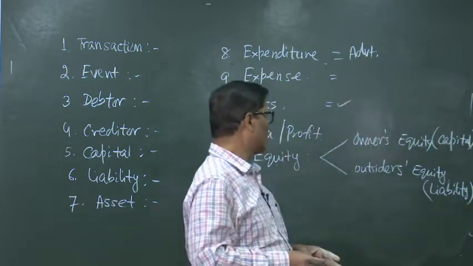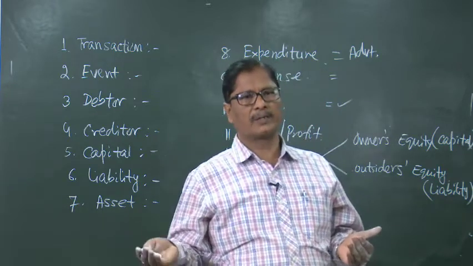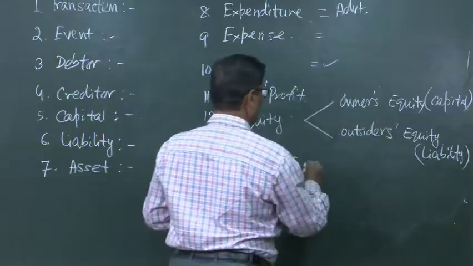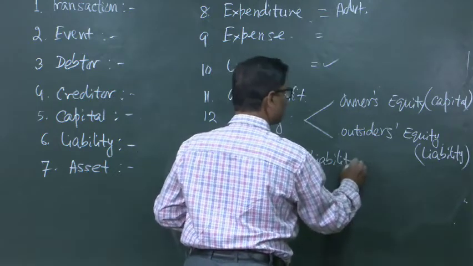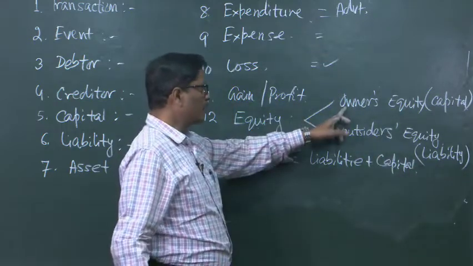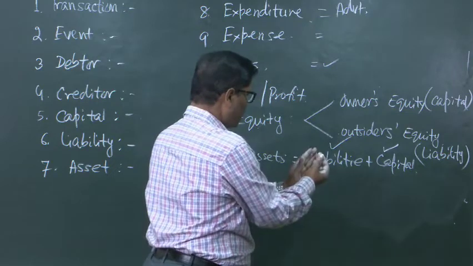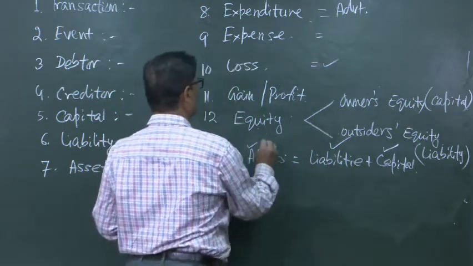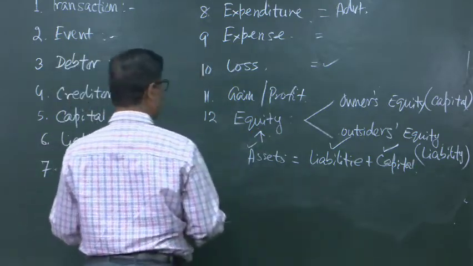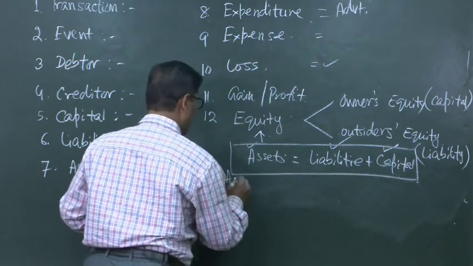As I have told you, if you take the capital and the liability on one side, then the other side will be asset. Total of the assets is equal to liabilities plus capital. That is, owner's equity is capital and outsider's equity is liability. Both taken together, liabilities plus capital is equal to assets. Again, we will be coming to the accounting equation. This one is called accounting equation.